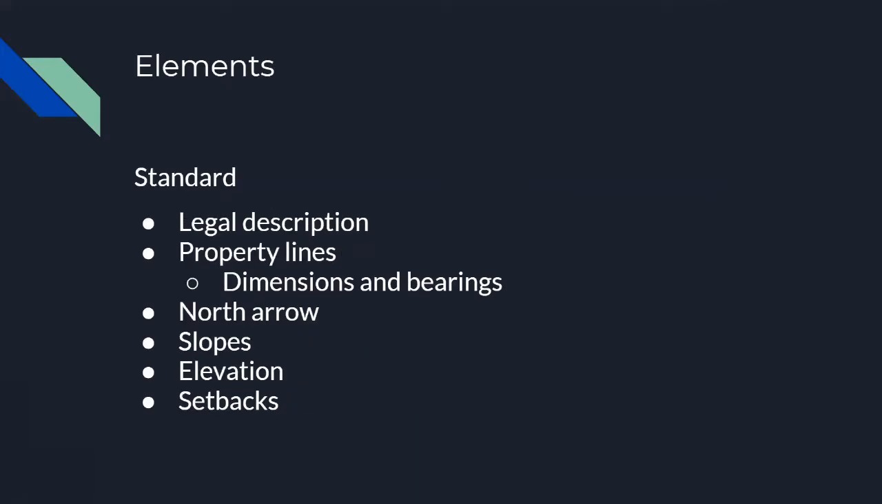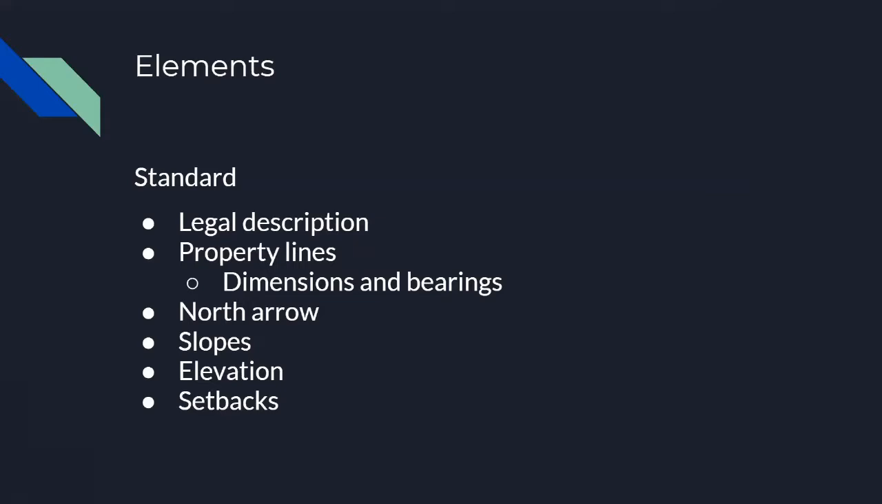So elements. These are what make up the site plan, what you actually see when you look at a site plan. Now, there are several standard elements. First is a legal description of the property. Basically it just says what the property is, who owns it, and any basic information about it.